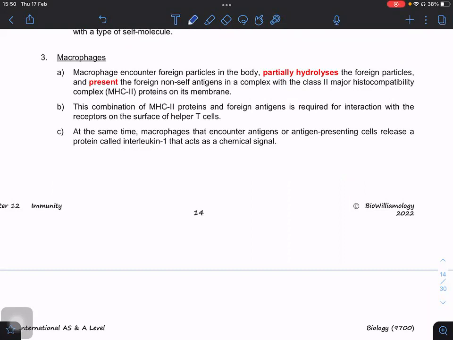Now we have two kinds of MHC: MHC class 1 and MHC class 2. MHC class 1 is normally present in most of the cells. MHC class 2 is present on the macrophage and also B cells. Our focus will be on the macrophage here, in our context. Are you clear? So when macrophages encounter the antigen, they present it.